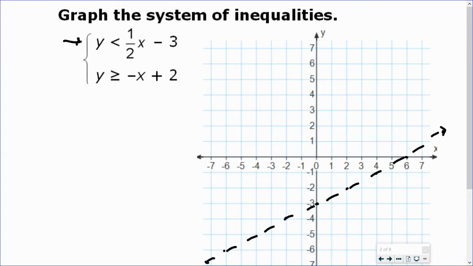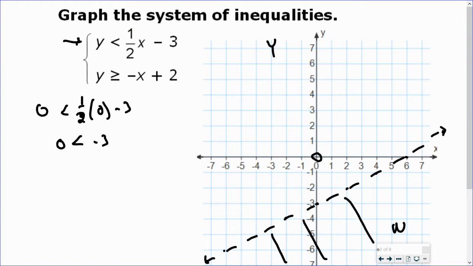I'm just going to do this by paper here, and I'm free-handed. So now I choose this point. This makes this my yes side. This makes my no. So I'm going to put a 0 in for the y. 1/2 times 0 minus 3. So 0 is less than -3. That's a big no. I'm going to do lightly controlled shading on this one.